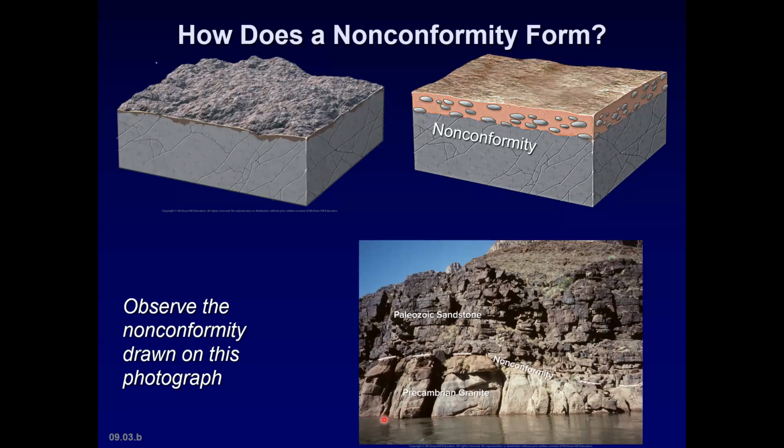In my opinion, that's a little more subtle than, say, your angular unconformity. So we have a Precambrian granite in this image. And then an erosion surface being our nonconformity, and then Paleozoic sandstone deposited at the same angle above.